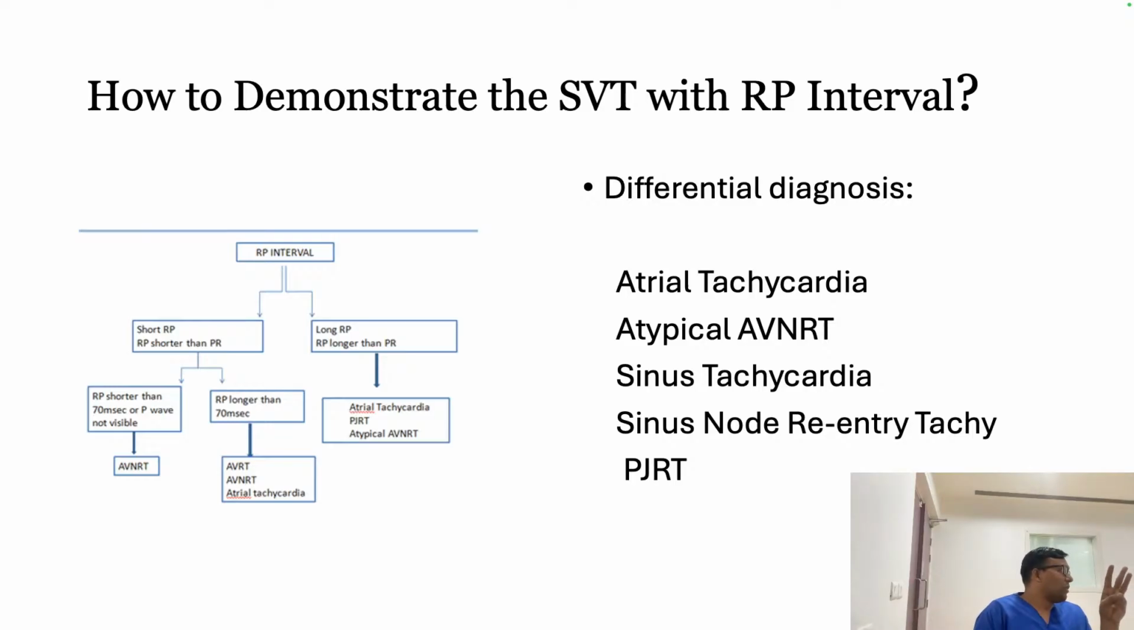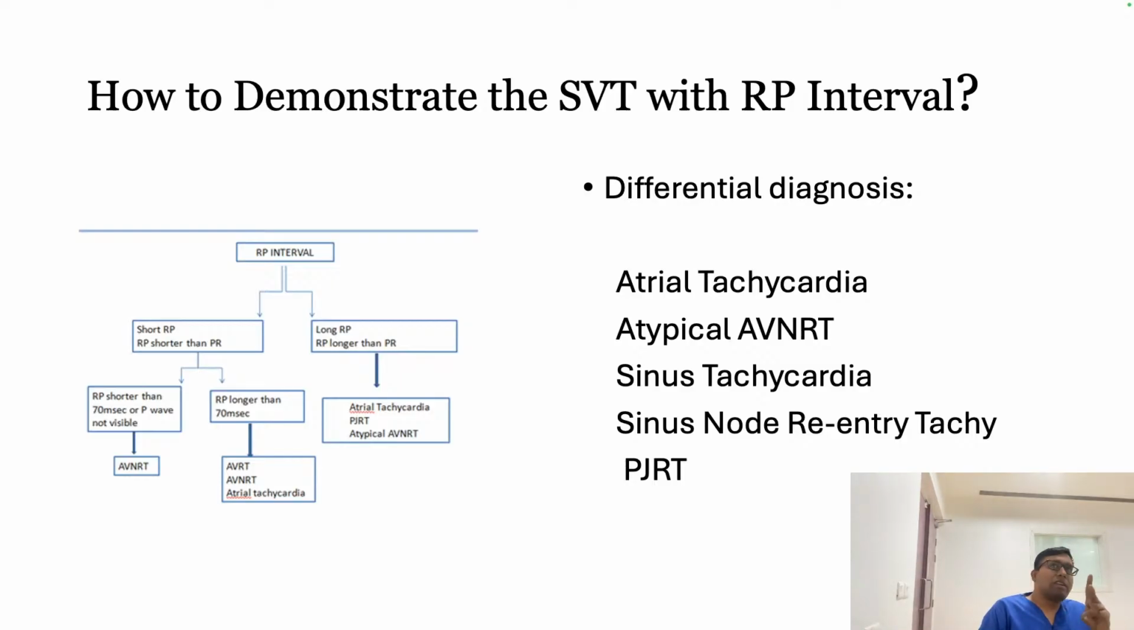PJRT means permanent junctional reciprocating tachycardia. Basically, it is a slow conducting pathway, which is usually posteriorly located. In this type of tachycardia, the tachycardia will be very incessant, meaning after one beat it will start going again. So these three are the most important.